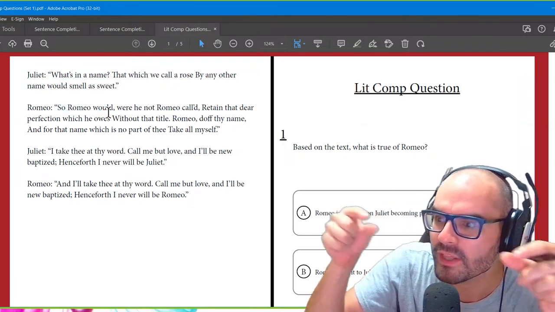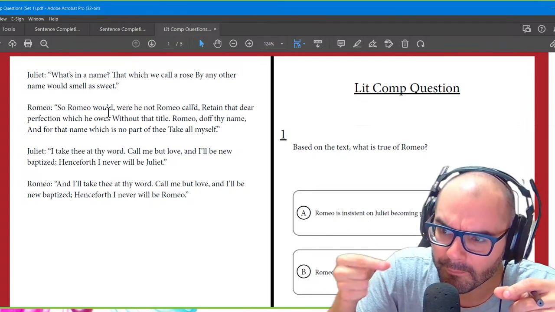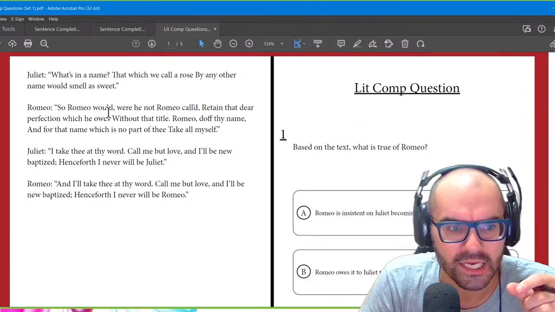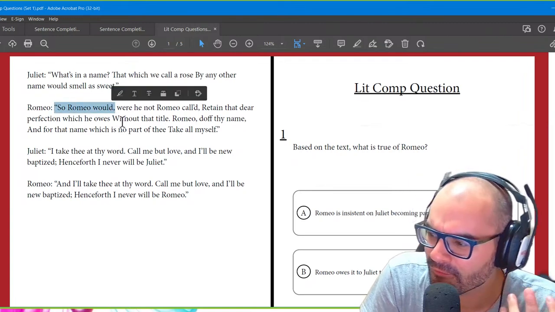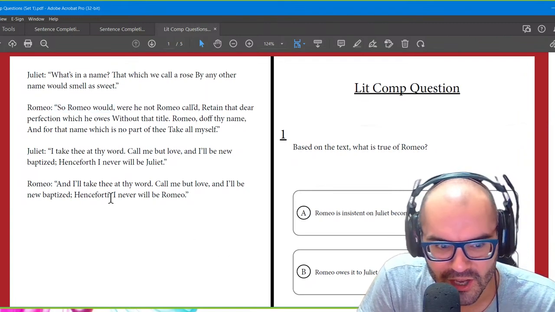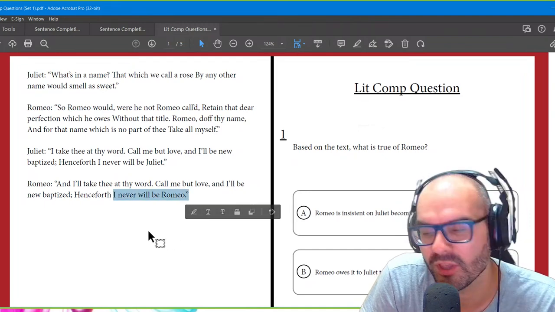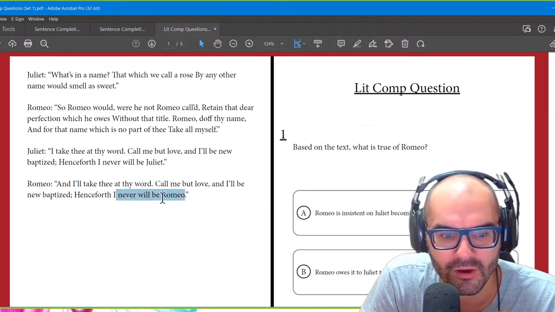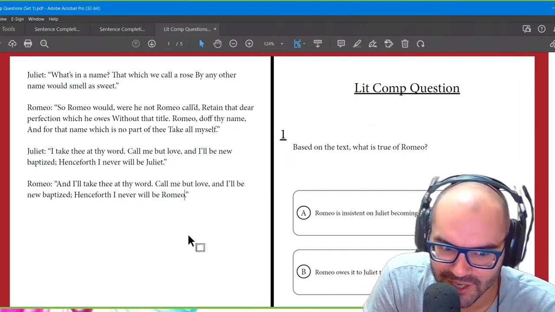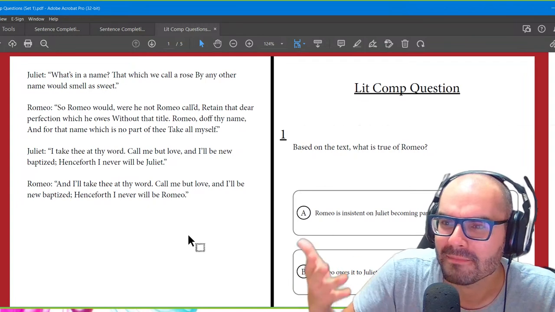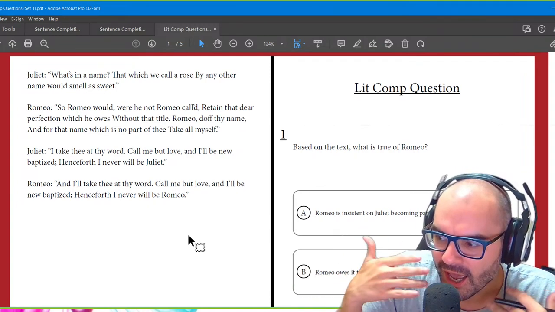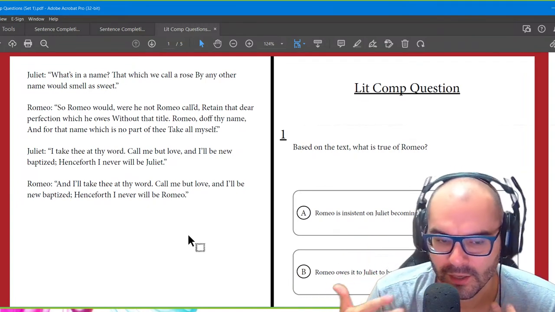So would Romeo. Sometimes moving the words around when you get poetic stuff is good, too, because the way it's written is in this weird way that doesn't really follow normal English conventions. I never will be, like, you would say, I will never be Romeo, right? So I'm automatically correcting that as I read it and just sort of saying it more normally. And it makes it easier for me to follow. I've always found that that works really well for me.